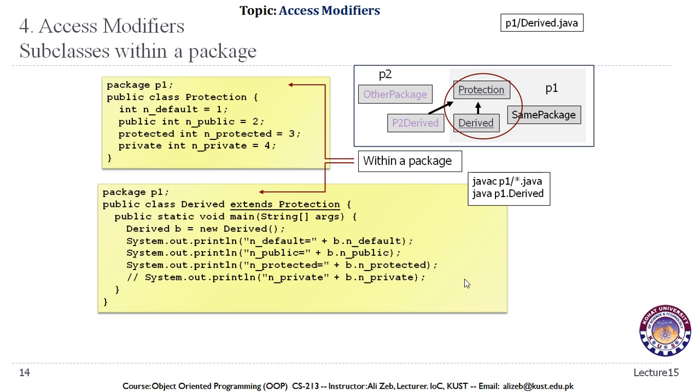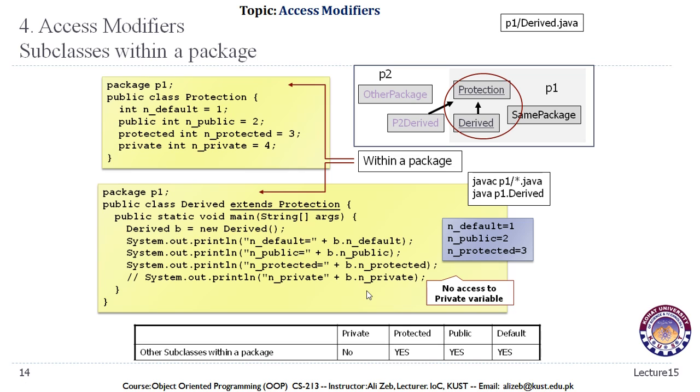So these are within the same package. As we can see, we will compile all the files in the p1 package. The default one will give us an output, the public one will give us an output, the protected one will give us an output, but the access to the private variable will get us a compilation error. So we can say that other subclasses within a package cannot access the private variables, they can access the protected variables, they can access the public variables, and they can access variables that have default declaration.